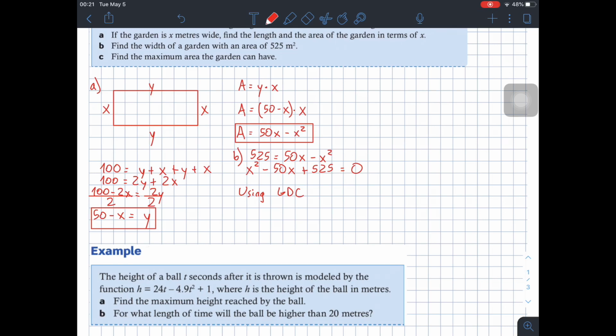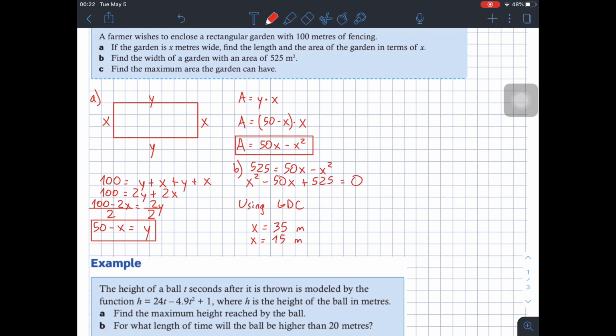You go to menu, equation, and then you put polynomial degree 2, right? Then you plug in the coefficients, which are 1, -50, and 525, and you get two values of x. The first one being 35. We're talking in meters, right? So this is meters. Or another possible value of x would be 15 meters. Both of these are valid because both numbers are positive, right?